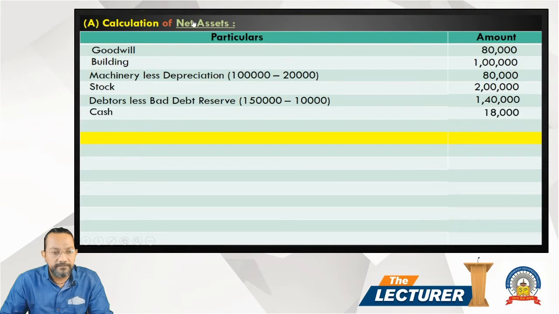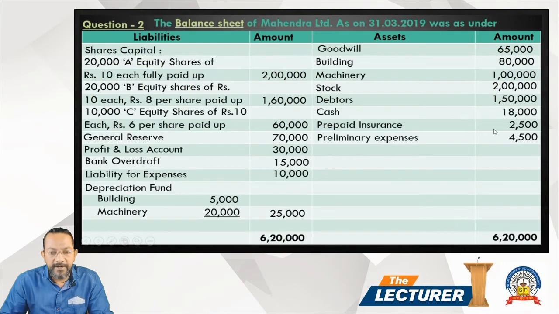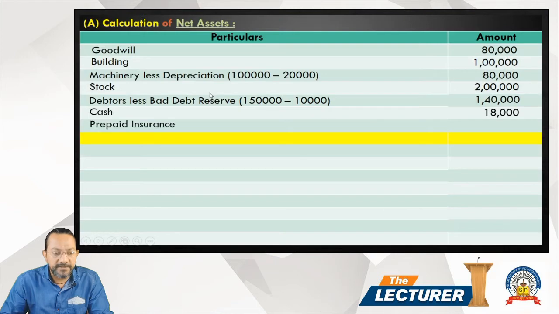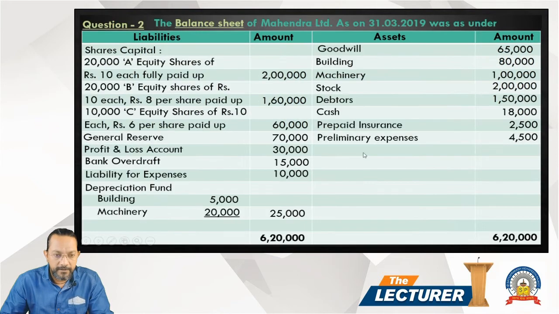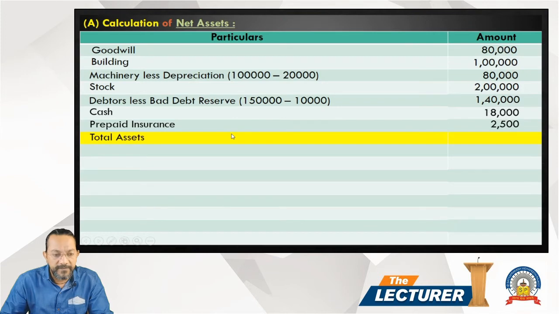Cash 80,000. Then prepaid insurance is a prepaid expense, 2,500. Preliminary expenses is not to be considered because this is a fictitious asset, not a real asset. So the total real asset is 6,20,500, less liability.